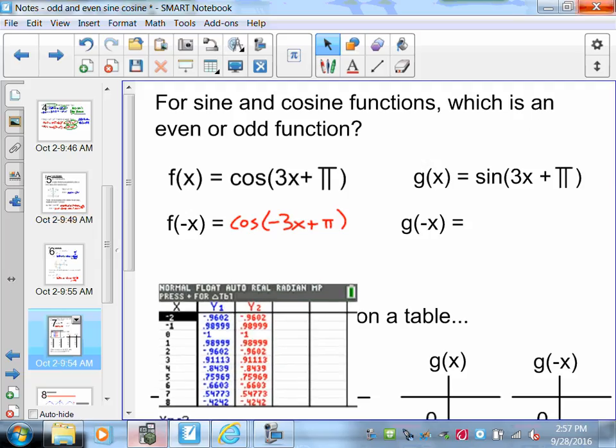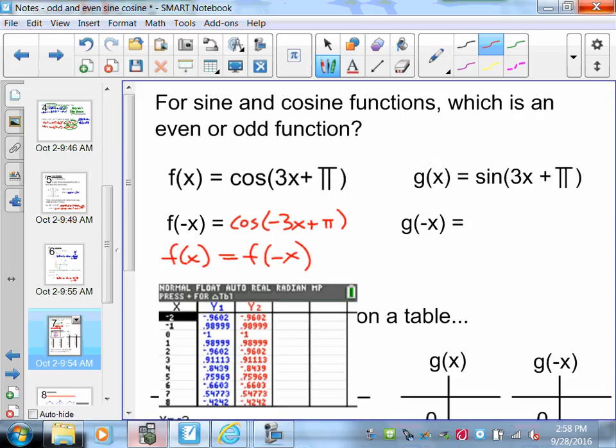So if you look on the table, you can easily see that for cosine, the y values are the same, so that means f of x is the same thing as f of negative x, right? Same thing if you graph it. You can fill out a table if you want to, or write yourself a note, check on the table, or check on the graph. It's all good. All right, what about sine?